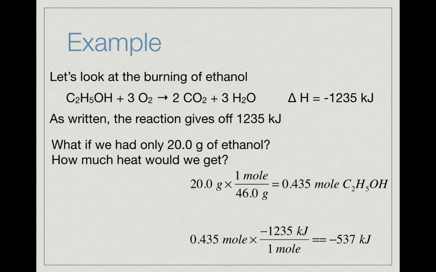Now I know that I get 1235 kilojoules given off for every 1 mole of C2H5OH times my 0.435 moles of material that I actually have. So I would expect negative 537 kilojoules for a delta H when I carry out that reaction using 20 grams of ethanol.